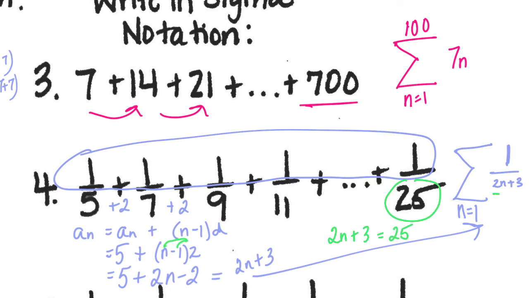So I know that this is going to be equal to 25. So I know that n is going to equal 11. So in this case, my upper limit would be 11. So it looks like my lower limit is going to be 1. My upper limit is 11, and my equation is 1 over 2n plus 3. So we'll show that like you saw it in the purple. Great job today.